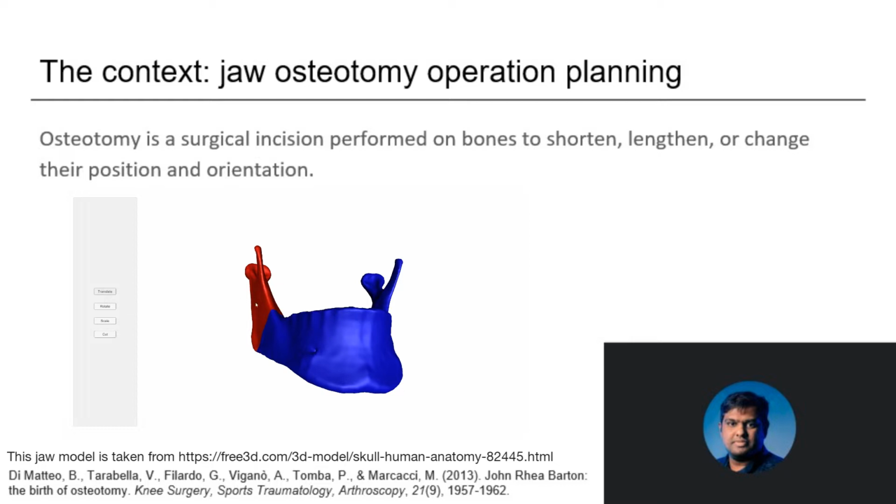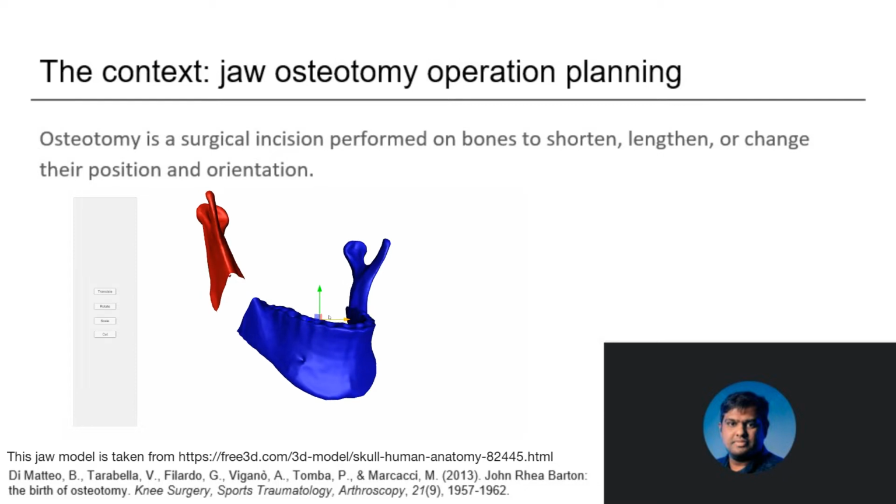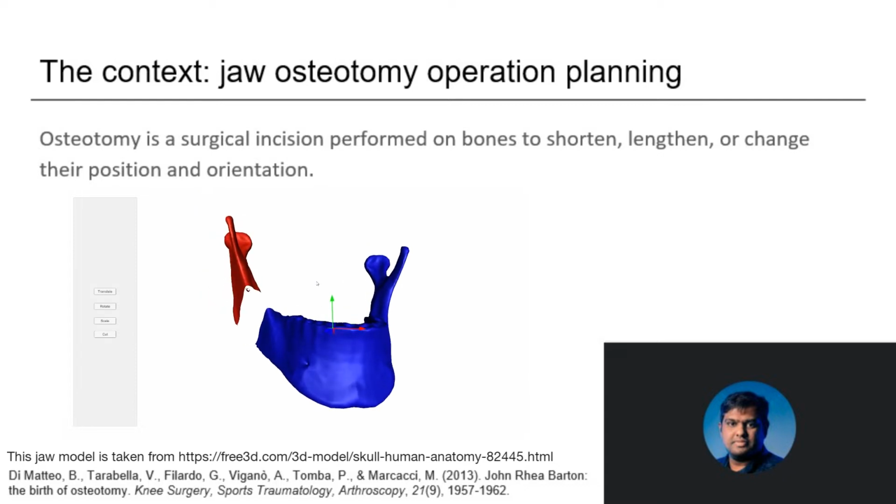Osteotomy is a surgical procedure performed by medical professionals on bones to shorten, lengthen, or change their position and orientation. Jaw osteotomies are performed for roughly 5% of the world population. Performing pre-operation planning for jaw osteotomy is an important task as it reduces the health risks.